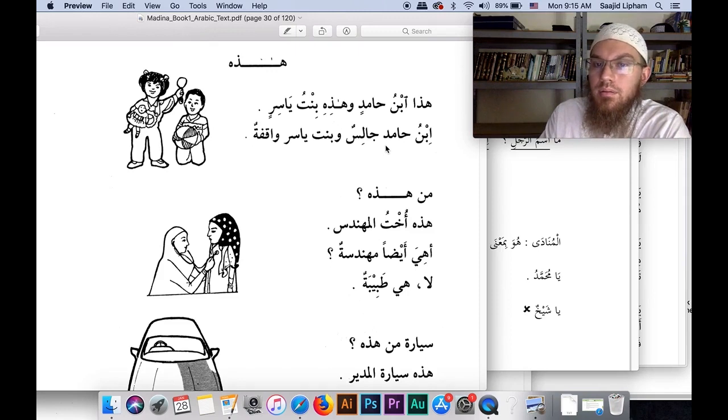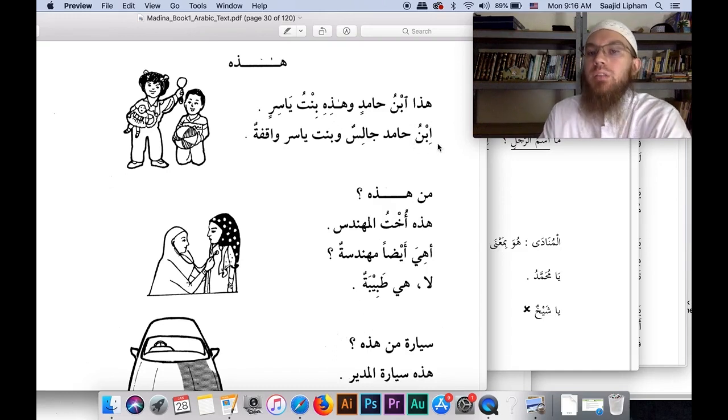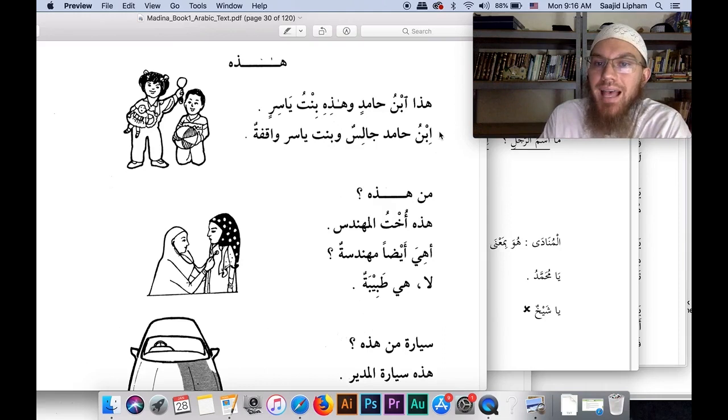Ibn Hamid. So what harakat should go at the end of Hamid? Well, if we look at Ibn, we know that this is mudaf. How do we know it's mudaf? We know it's mudaf because it doesn't have tanween. It has one dhamma. Not only does it have one dhamma, but it doesn't have alif lam in the beginning.